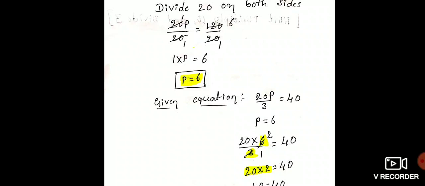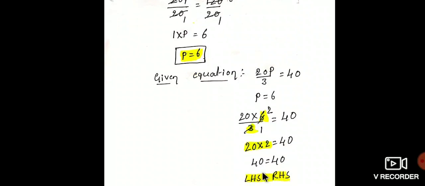What we did next, that is what we call verification. Given equation: 20p by 3 is equal to 40. The value of p, we found that p is equal to 6. So 20 by 3 into the value of p, 6, is equal to 40. 3 1s are 3, 3 2s are 6. So 20 into 2 is equal to 40. 2 2s are 40, 40 is equal to 40. Therefore LHS is equal to RHS.